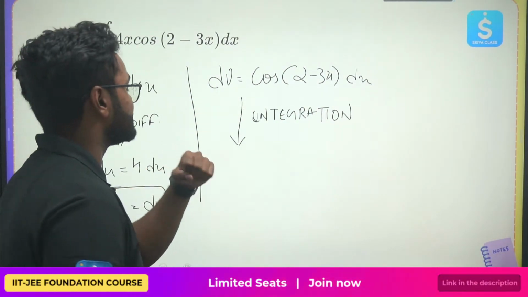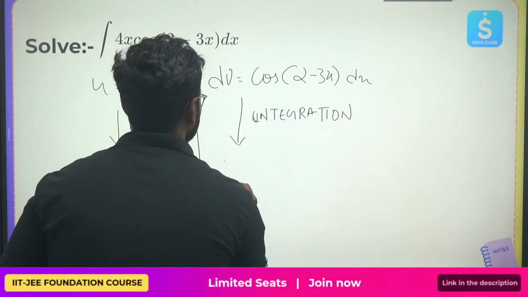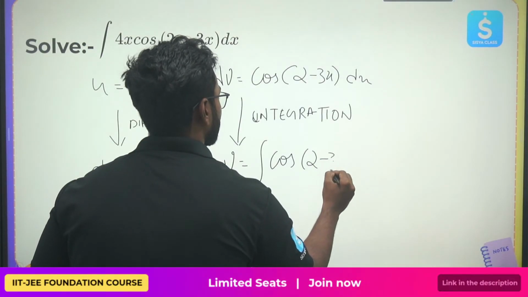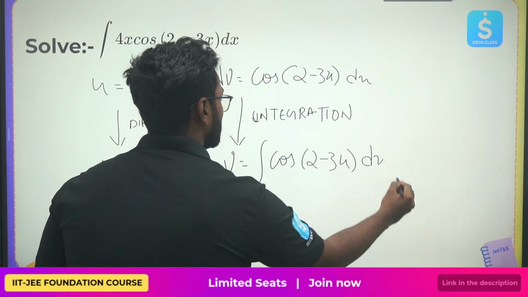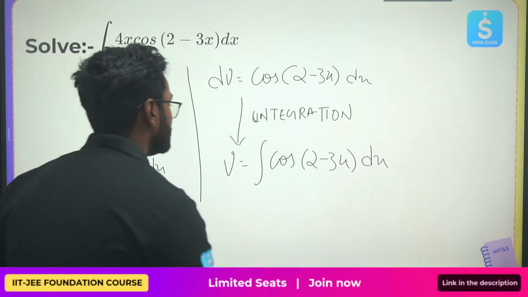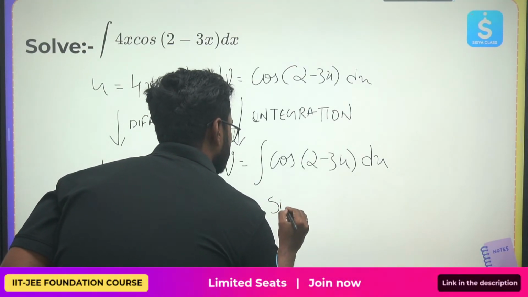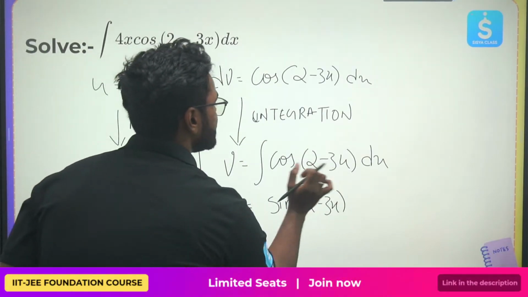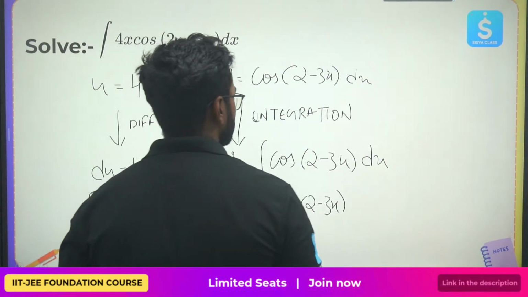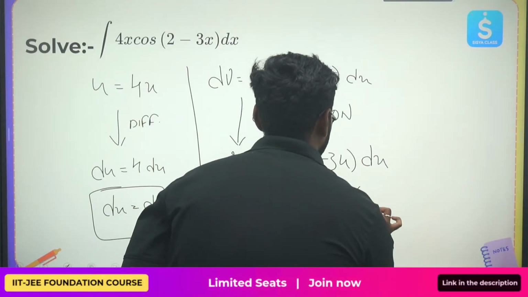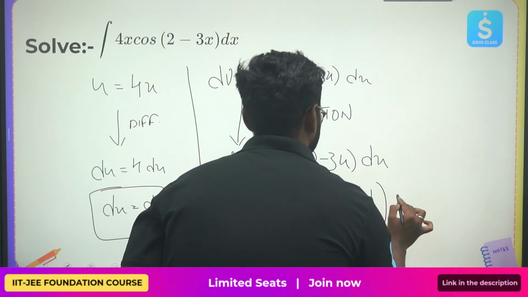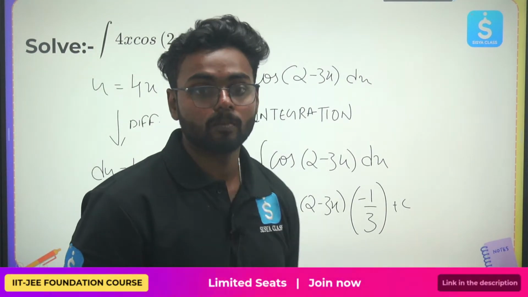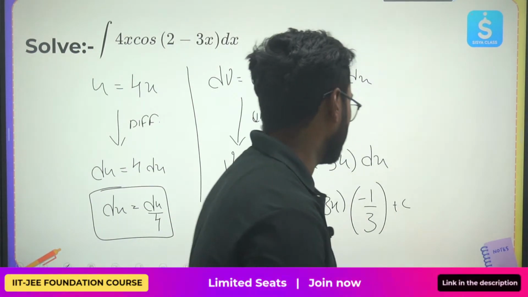Now let us integrate this. The integral of dv would be v, which is equal to the integral of cos(2 minus 3x) dx. First let us integrate the cos, which would be sin of (2 minus 3x). Now we have to integrate the inside part also, right? If we integrate the constant, that should be minus 1 by 3, plus c if you want. So v is equal to sin(2 minus 3x) by minus 3.